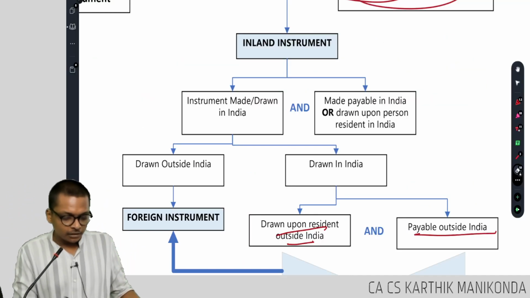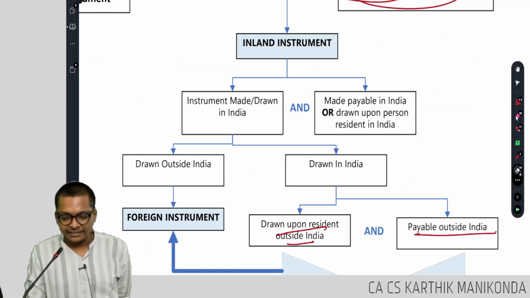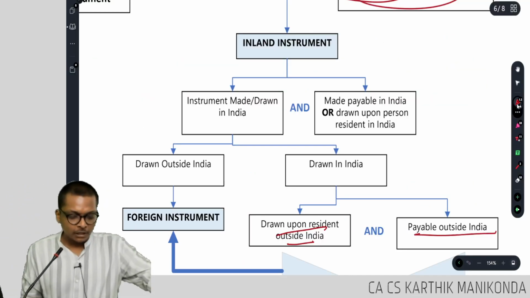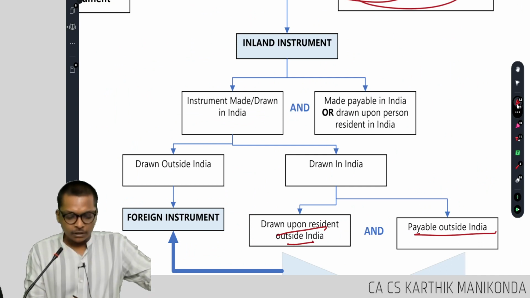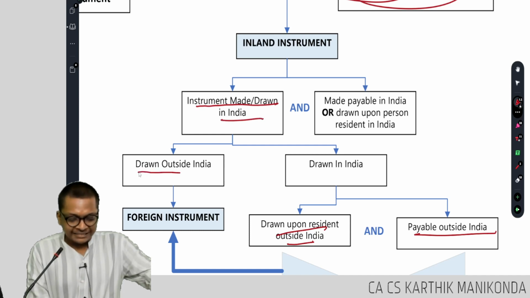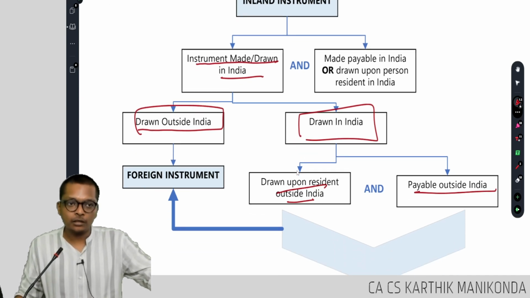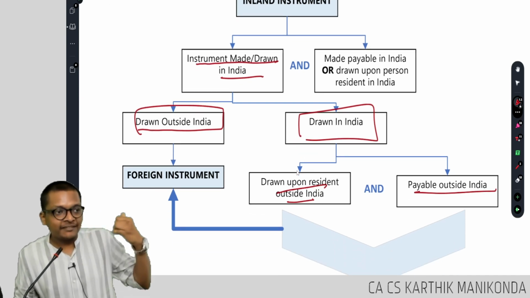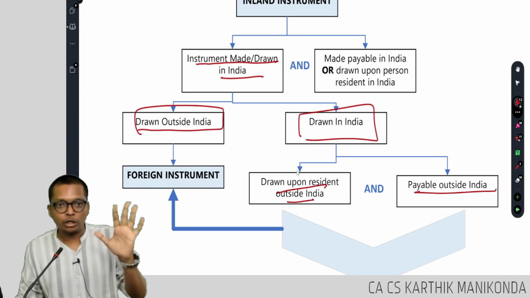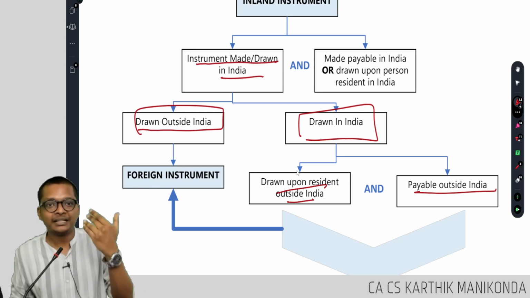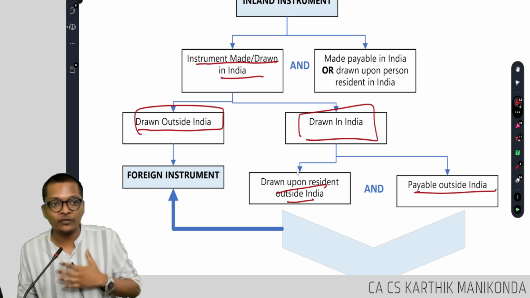Okay, fine. Now if you look at this chart, guys, it's very easy. Follow carefully. We have to check 2 points. The instrument is drawn in India or drawn outside India. The Act is giving points like this. The shortcut is not there in the book. 2 out of 3, sir. It is an inland instrument. That is what I am telling you for the exam.